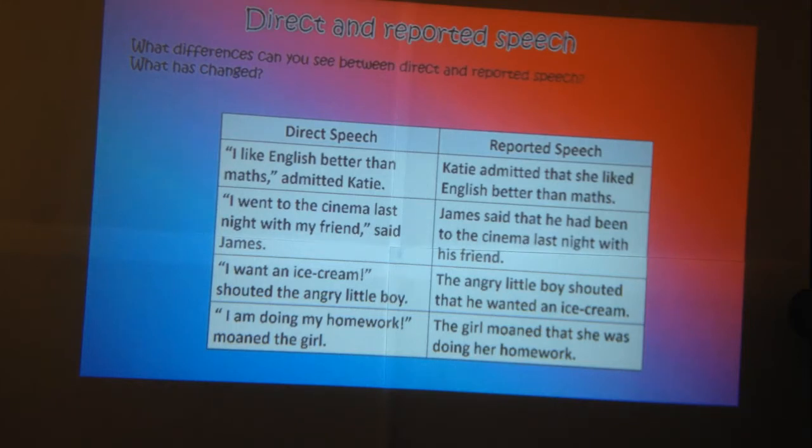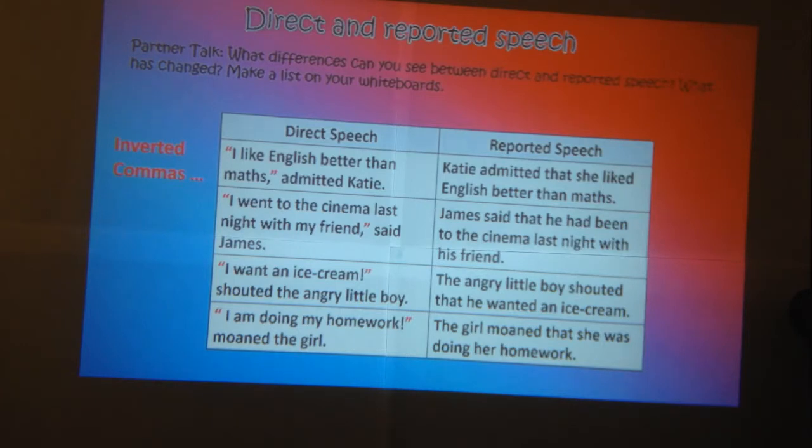So what has changed? First of all, what we should know from our previous video is that when we're looking at direct speech we have the use of inverted commas, also known as speech marks. You've noticed I've highlighted them in red. We know that the opening inverted comma is at the beginning and the closing inverted comma is at the end.